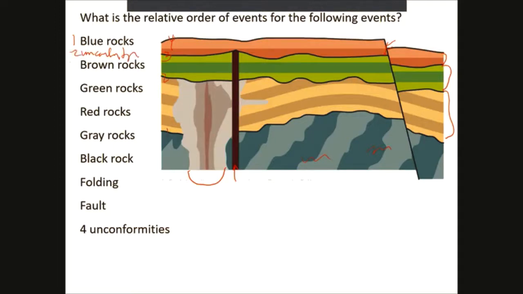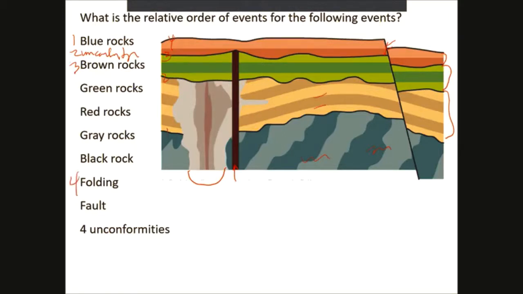That's uplift and erosion. Then the brown rocks. The brown rocks are sedimentary rocks. You can tell that because they're in beds. You can see how they're tilted, folded. They didn't form that way. They're originally horizontal, so they must have been folded. So the folding comes next.